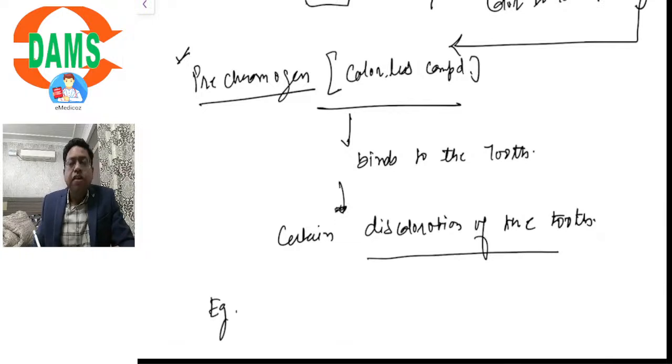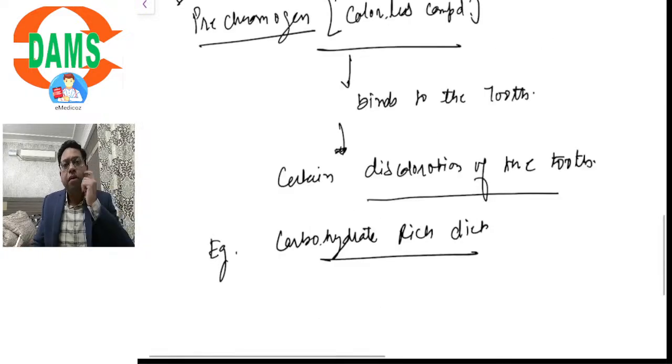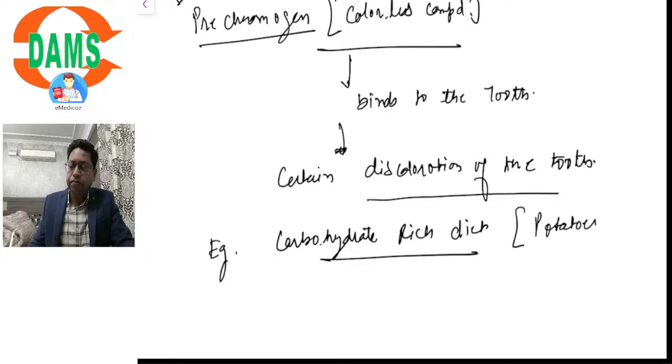Example of an N3 stain means carbohydrate rich diet. A person who is having a carbohydrate rich diet, like consuming a lot of potatoes or apples, they are colorless compounds, but they can give rise to certain blackish discolorations on the teeth. Example of N3 stains. So this is one of the most relevant clinical classifications given by Latu.